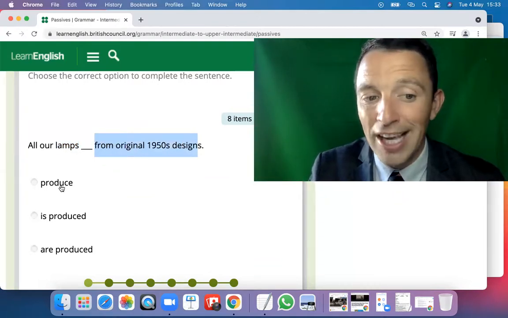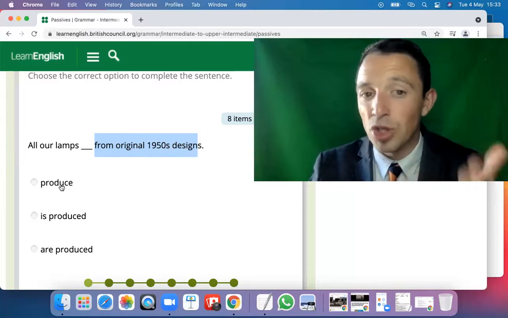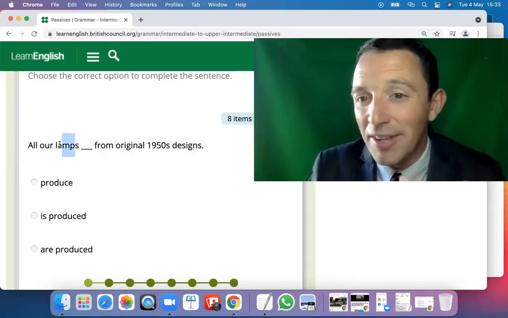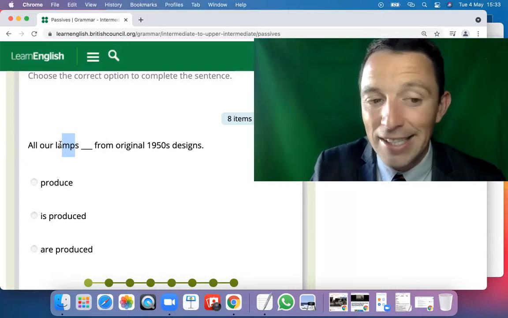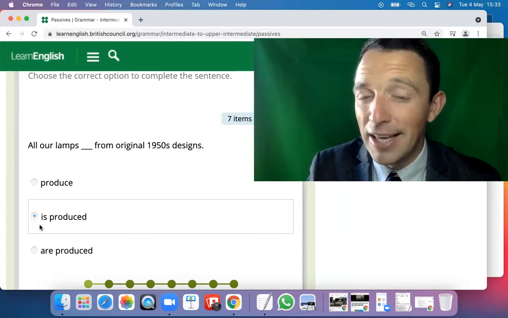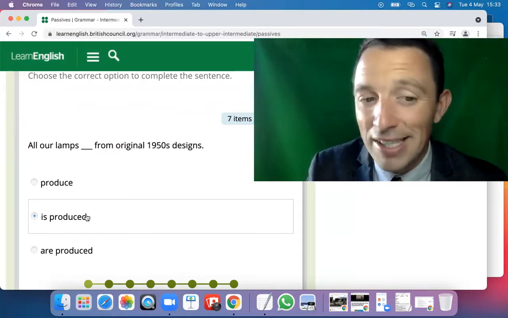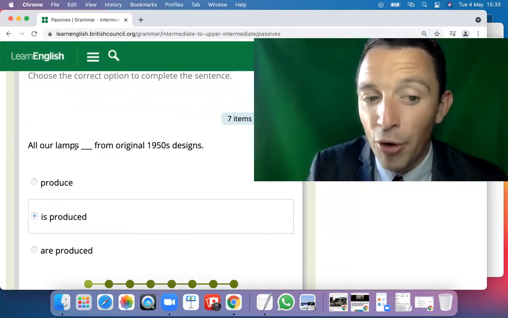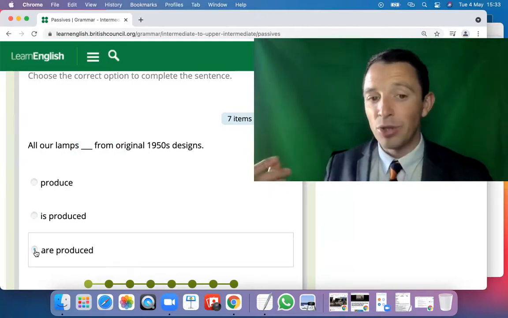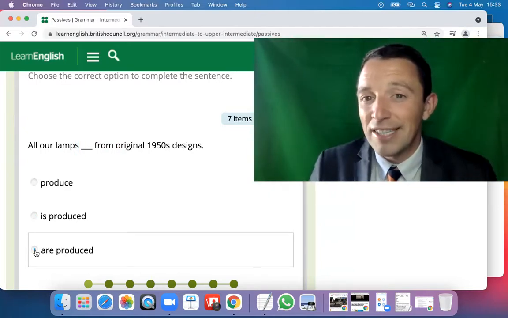Okay, produce is the present. I produce, you produce, but the lamps produce. It's possible, but in the context of the sentence, it does not make sense. Is produced from is another possibility, but we have the verb to be as the auxiliary plus the participle. But because the lamps are plural, I think the third option is best. All our lamps are produced from original 90s, 50s designs.